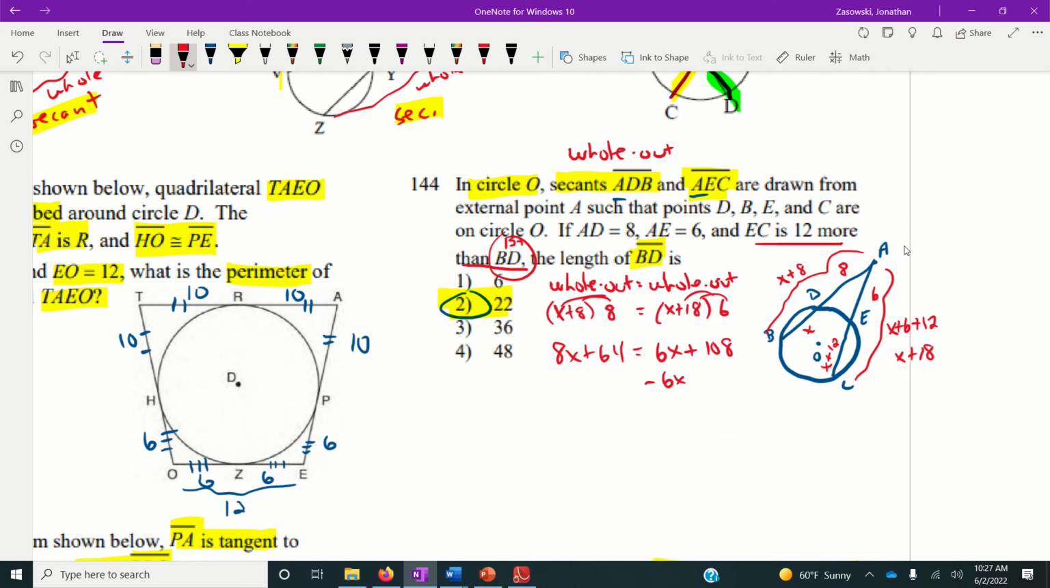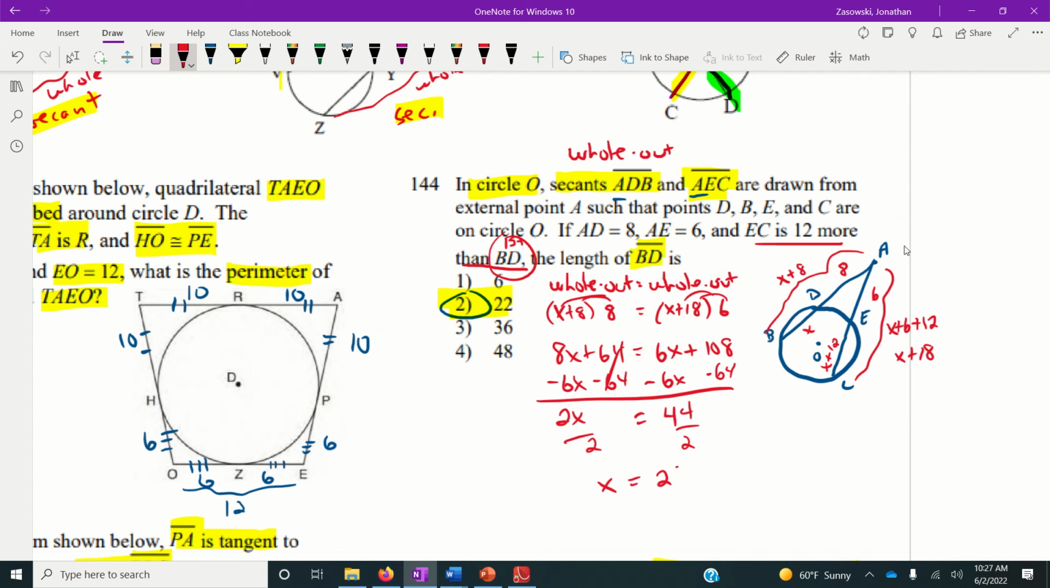Okay, we can move the 6x to both sides here to solve. So that's going to be 2x, and we can actually also move the 64 back to the other side and do this in one step, is going to equal 44, and then divide by 2 to get the value of x.